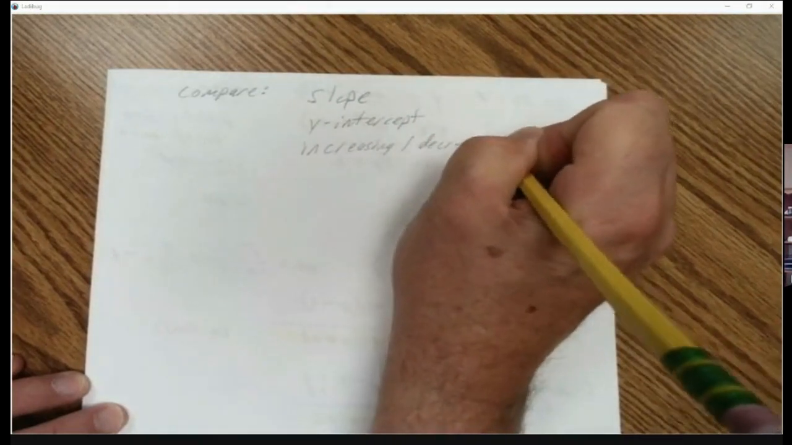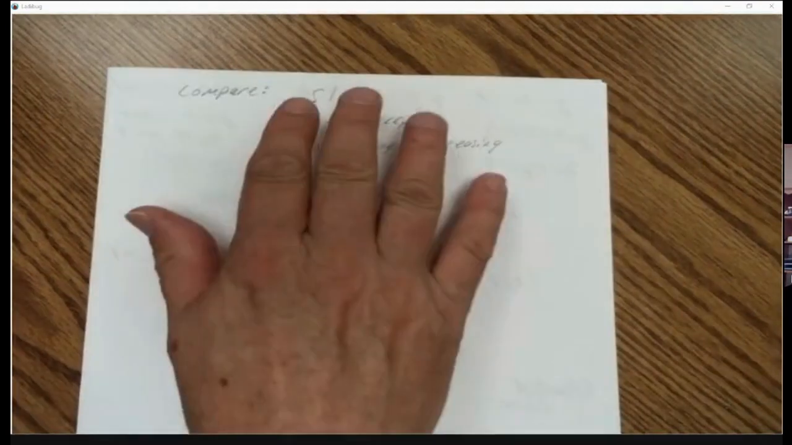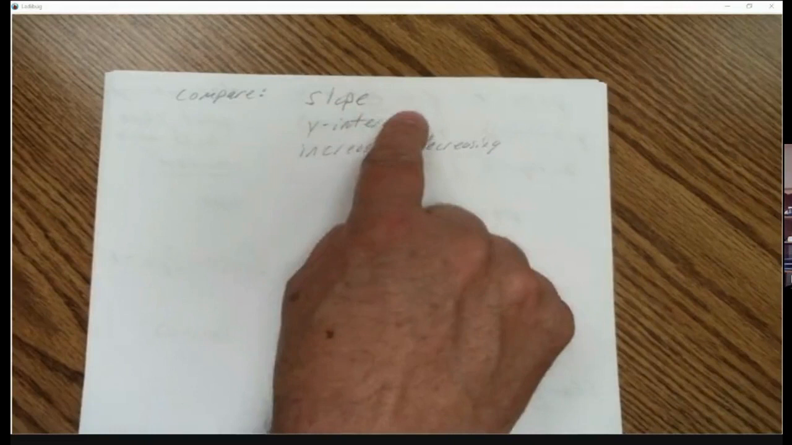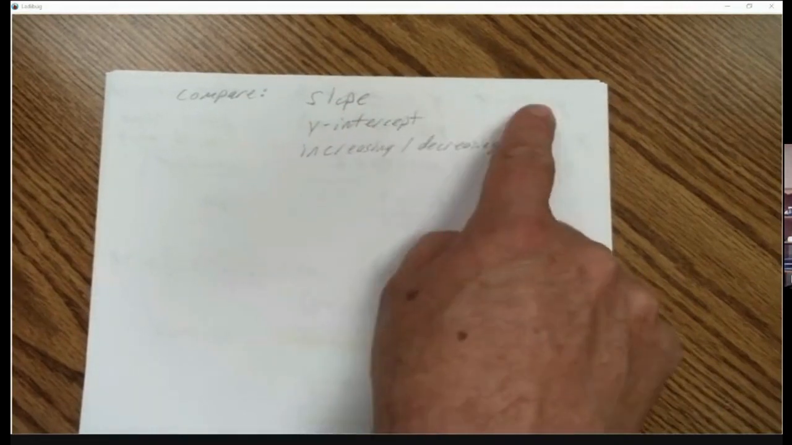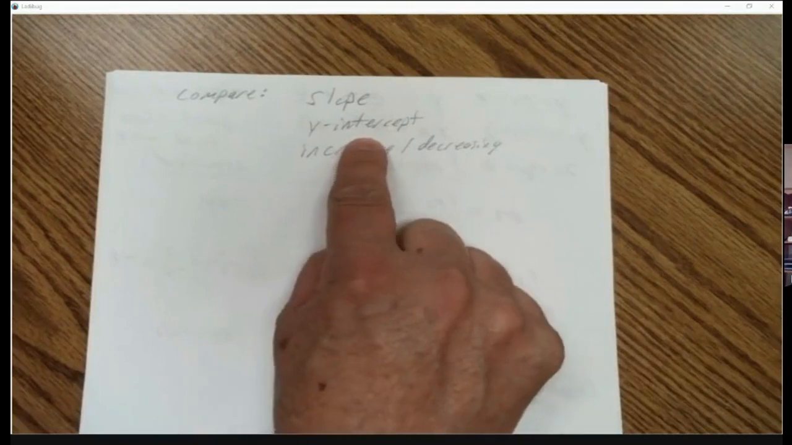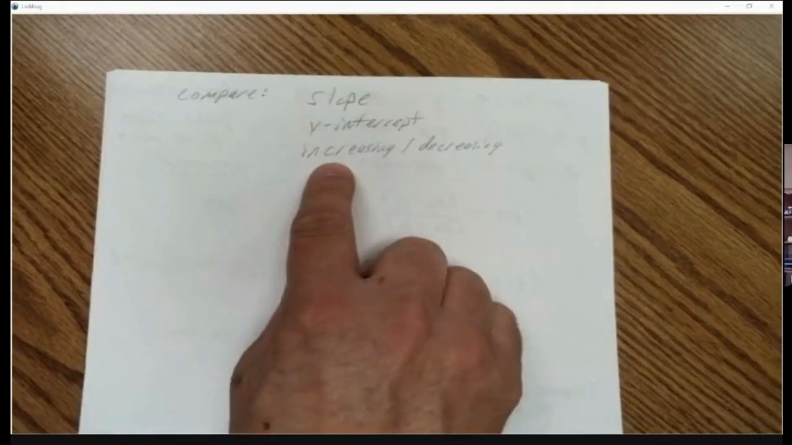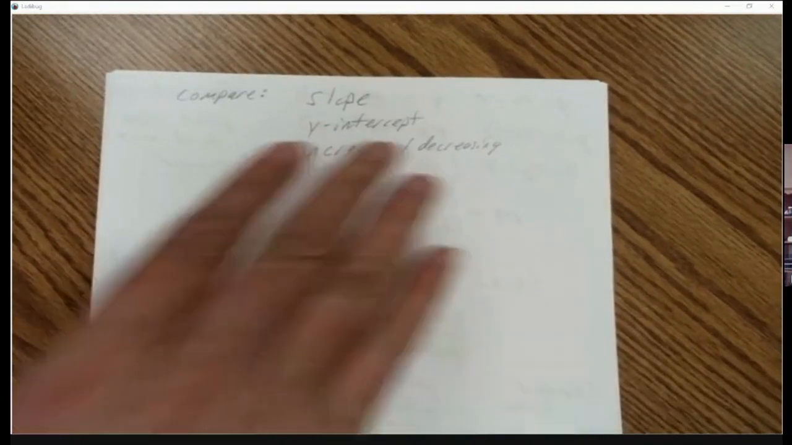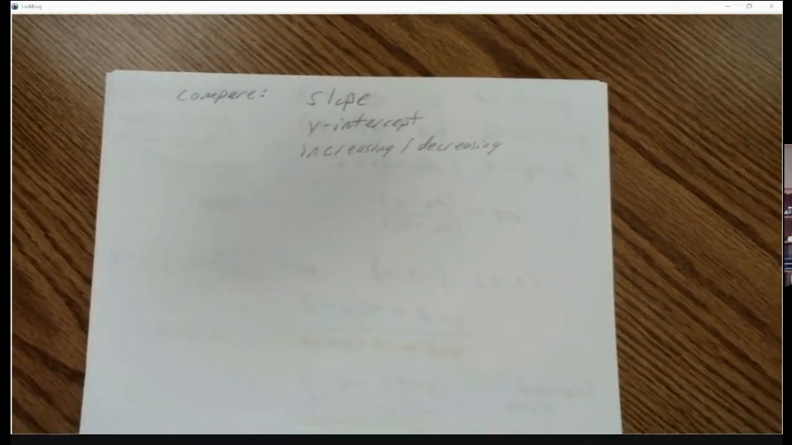If you have 2 linear functions, these are 3 things you definitely would want to talk about. If we said compare these 2 linear functions, you would definitely want to compare these things. You'd say, well, the slope of the first one is -2, and the slope of the second one is 1/2. What is the y-intercept? The y-intercept of the first one is 2, and the y-intercept of the second one is -5. And the first one is decreasing, and the second one's increasing. And you want to compare those different things on there.